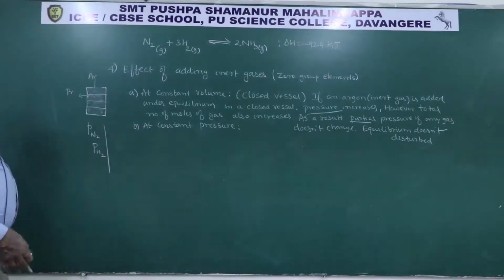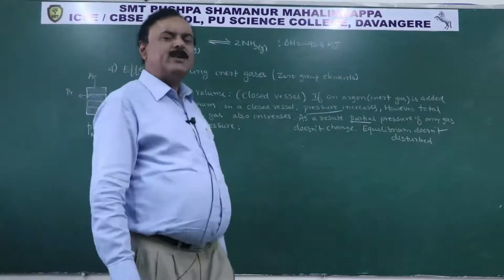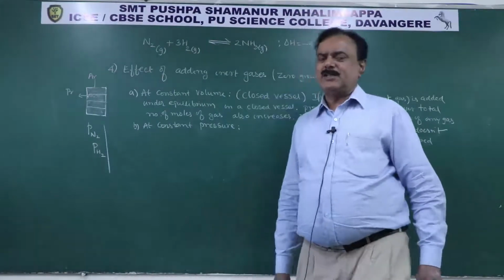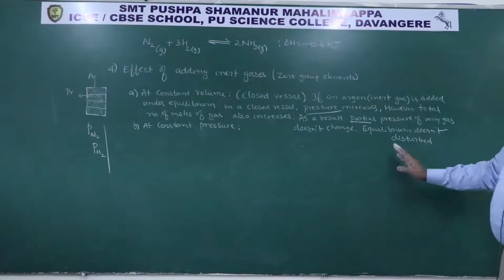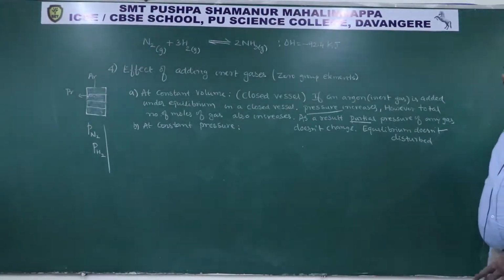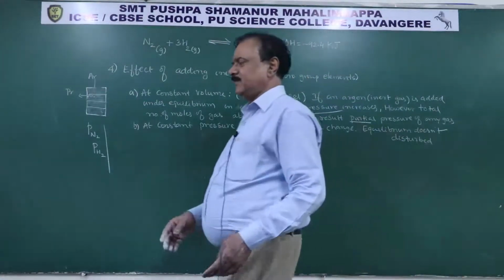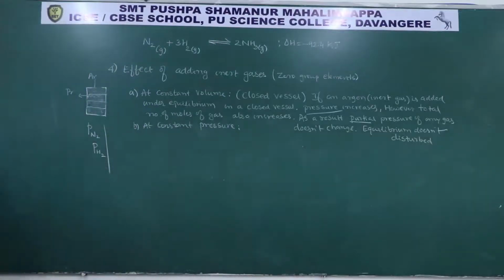If the partial pressure of any one gas in the system changes, then only the equilibrium is altered. Since the partial pressure of any gas does not change, the equilibrium is not disturbed. This is the effect of the addition of an inert gas to the system.